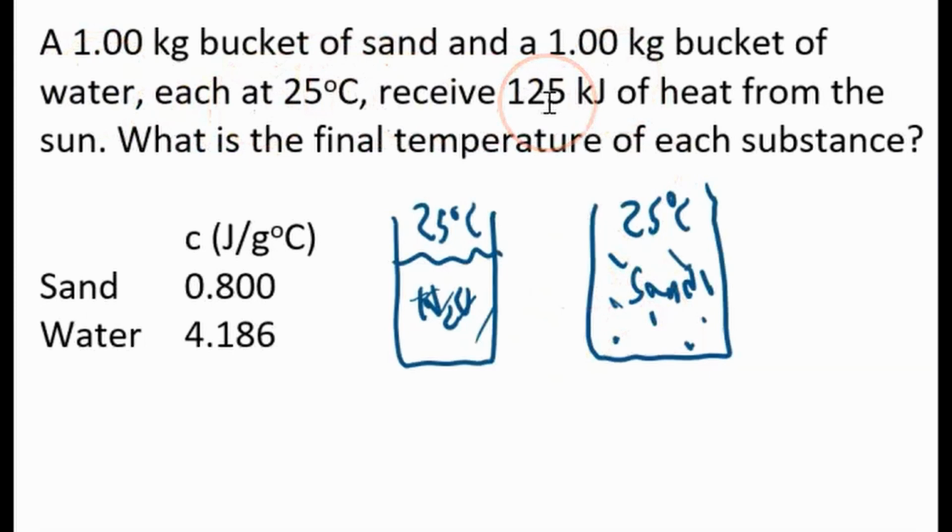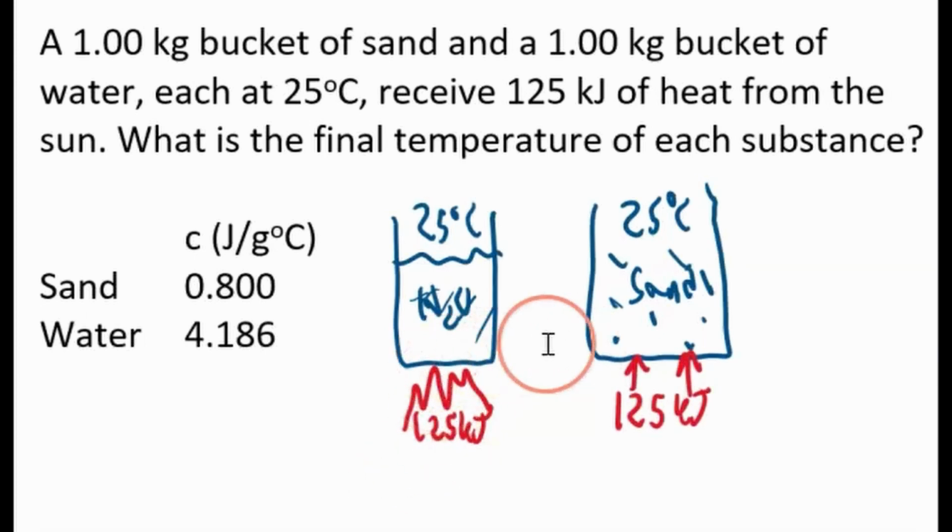Each receives 125 kilojoules of heat. So imagine we have a fire down here or a burner, and we have 125 kilojoules of heat going into it. So we're heating it up the same amount. We want to know what the final temperature of each substance is.